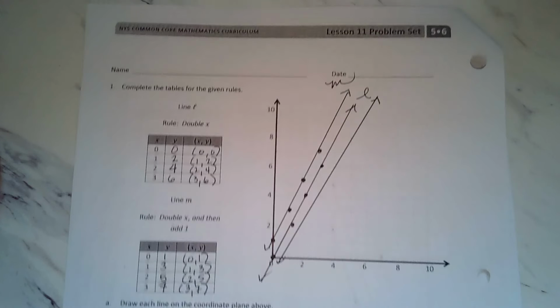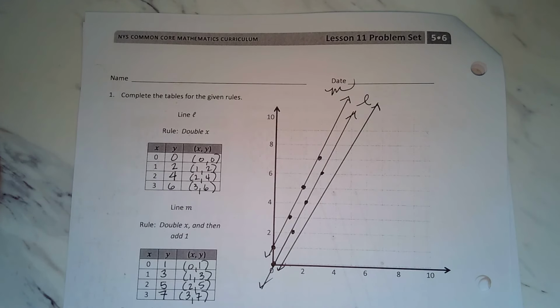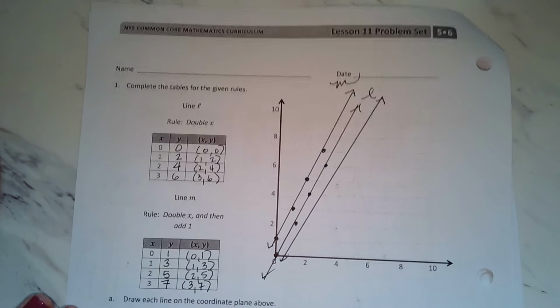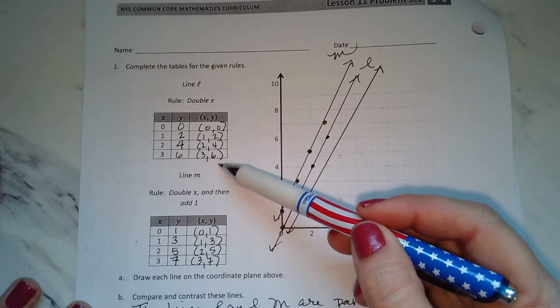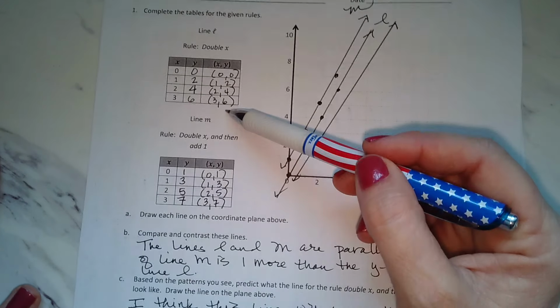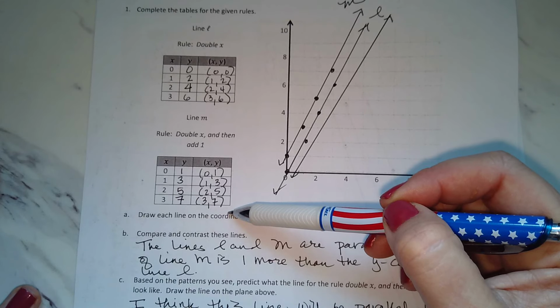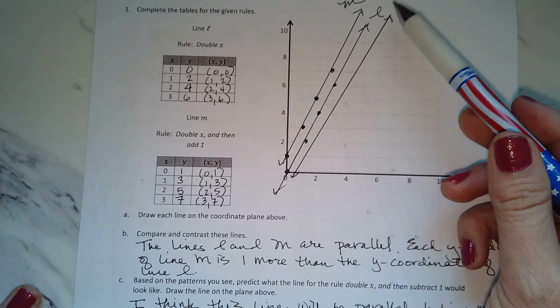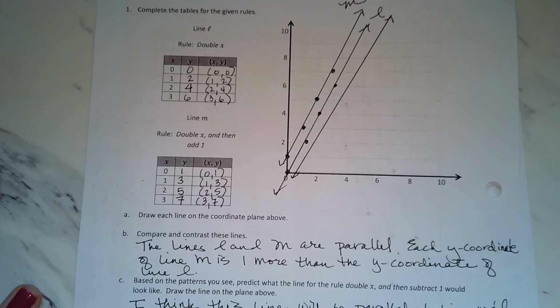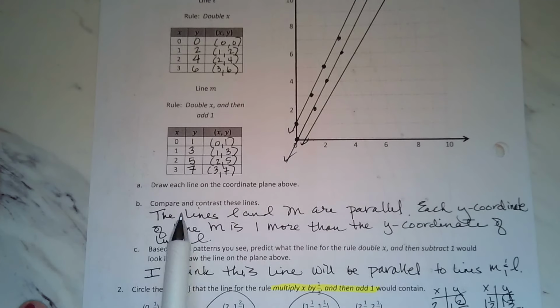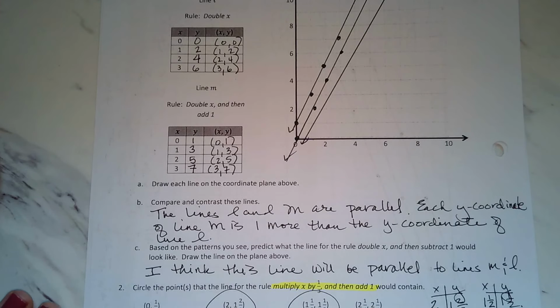All right, this is problem set debrief for module 6, lesson 11. So are these the coordinate pairs you ended up with for line L? Are these the coordinate pairs you ended up with for line M? Did you plot them and did you label them? Compare and contrast these lines.